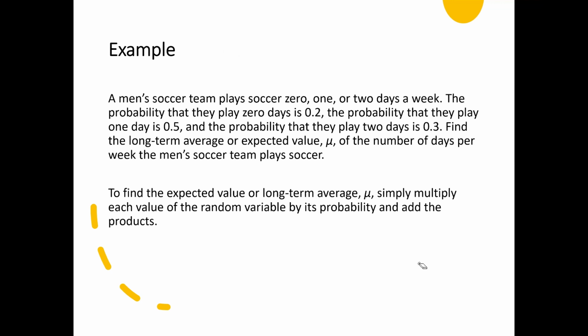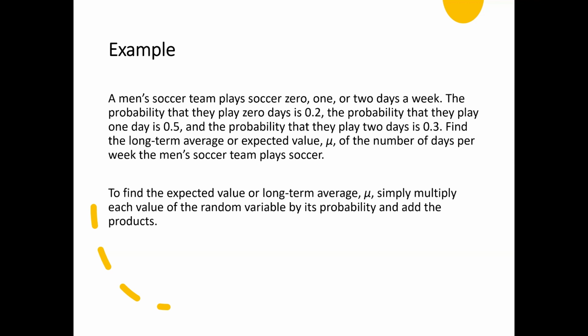A men's soccer team plays soccer 0, 1, or 2 days a week. The probability that they play 0 days is 0.2. The probability that they play 1 day is 0.5. And the probability that they play 2 days is 0.3. Find the long-term average or expected value mu of the number of days per week the men's soccer team plays soccer. To find the expected value or long-term average, mu, simply multiply each value of the random variable by its probability and add the products.